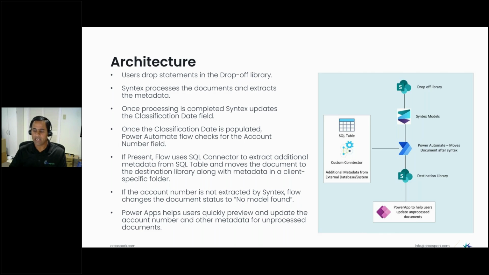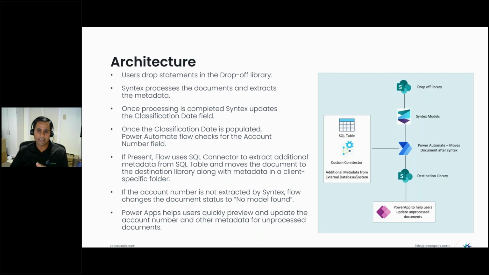So Syntex would go and process this document and extract the information. There are three pieces of metadata that we were extracting from the statements: the account number, the statement month, and the statement year. Syntex would extract that, and then Power Automate, which I'm sure you are aware of, is a workflow system from Microsoft. It would wait for Syntex to extract the information.